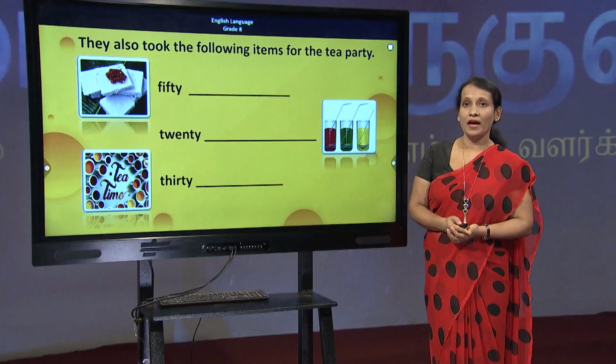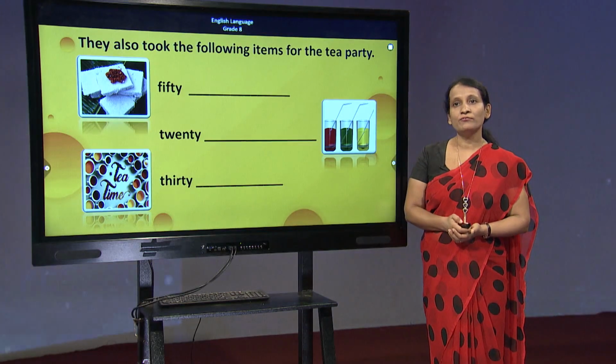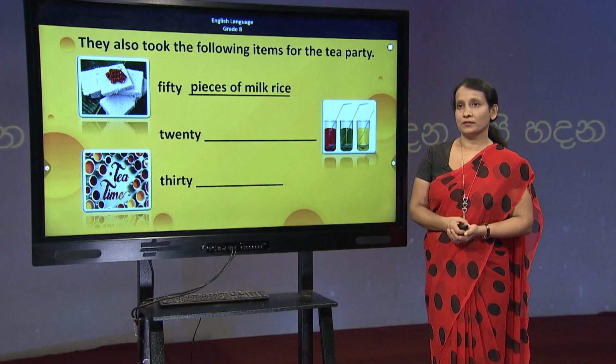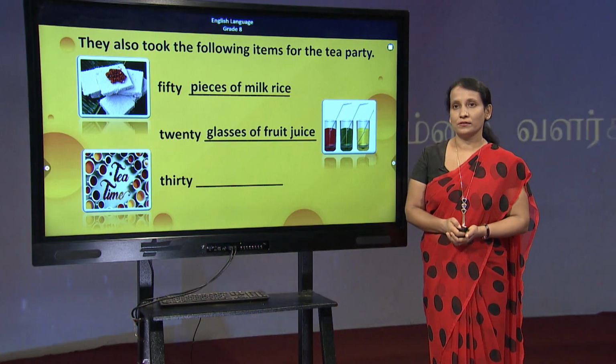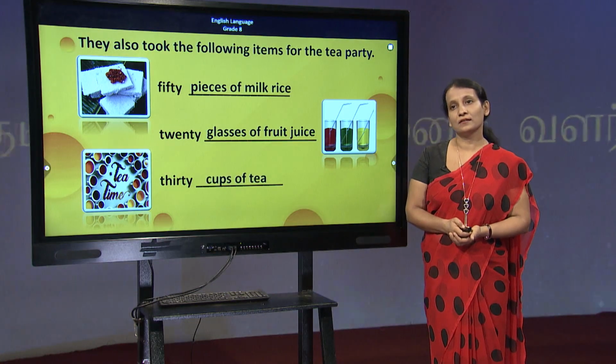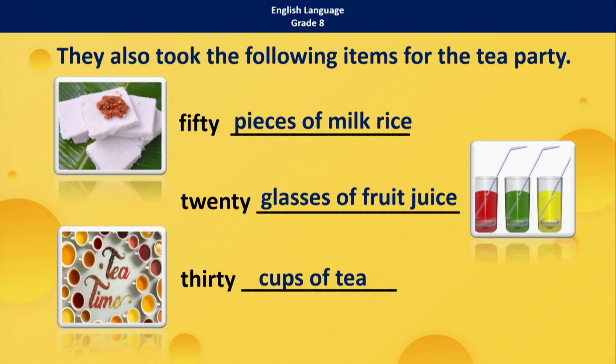For the children, they have given 50 pieces of milk rice, 20 glasses of fruit juice, and 30 cups of tea. What can you tell about these phrases, Suchitra? They are also uncountable nouns, right? That is right, yes. And see how we have formed the plural form. 50 pieces of milk rice, 20 glasses of fruit juice, 30 cups of tea. All right, children?